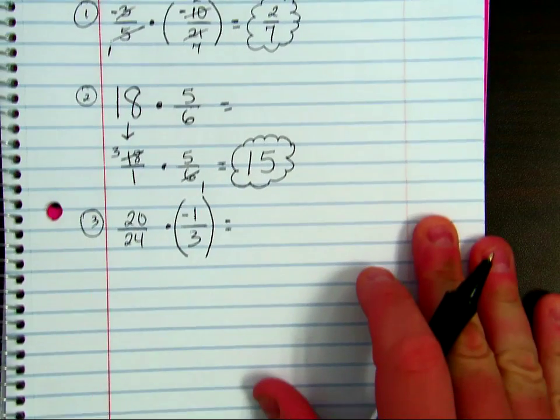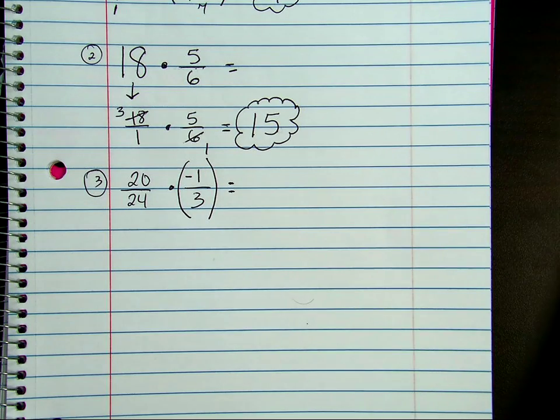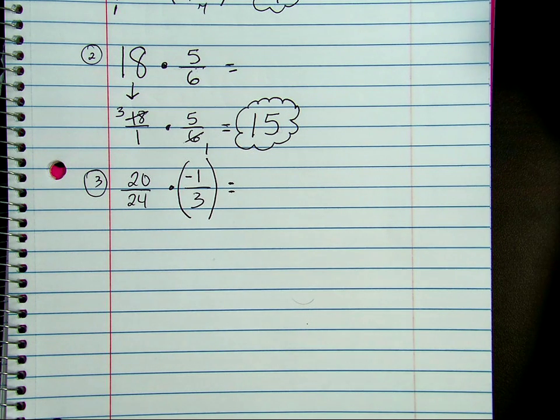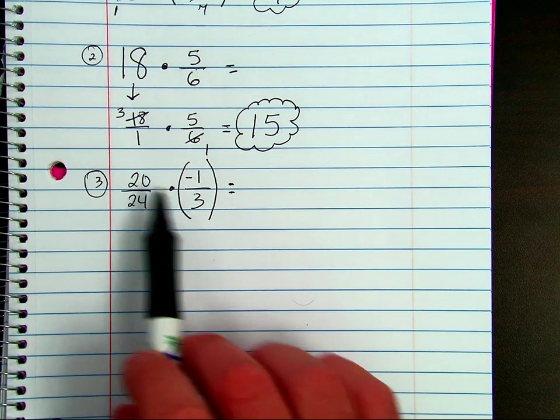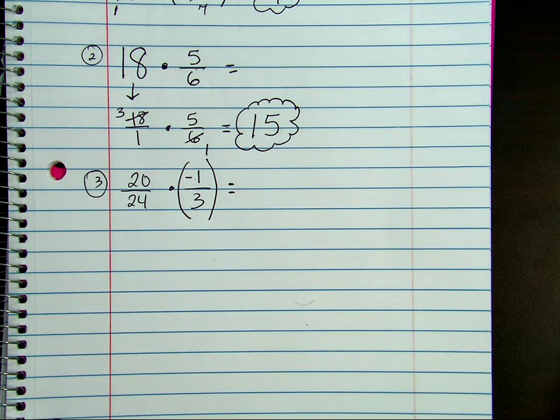All right, for number 3, we have 20/24 times negative 1/3. Can we reduce or simplify anywhere? And that's the answer that most people say. Nope, can't reduce. Can't reduce the 1 and the 24. Can't reduce the 20 and the 3. So we can't simplify anything.